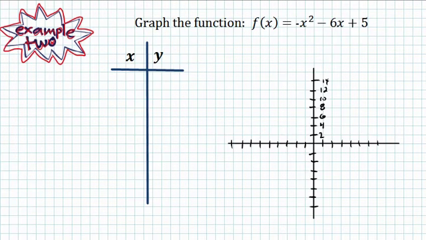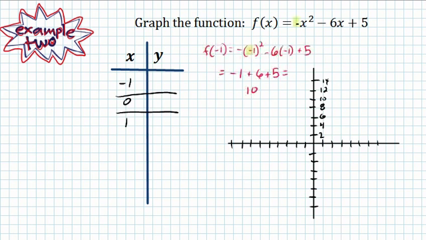In example 2, we are asked to graph the function f of x equals -x squared minus 6x plus 5. So we should pick some x's and plug them in and see what we get. Well, what x's should we pick? In general, you should pick x's that are easy to plug in and see if you notice a pattern. So I'm going to start by plugging in -1, 0, and +1, because those are numbers that are particularly easy to plug in. When I plug in -1, I get a y value of 10.